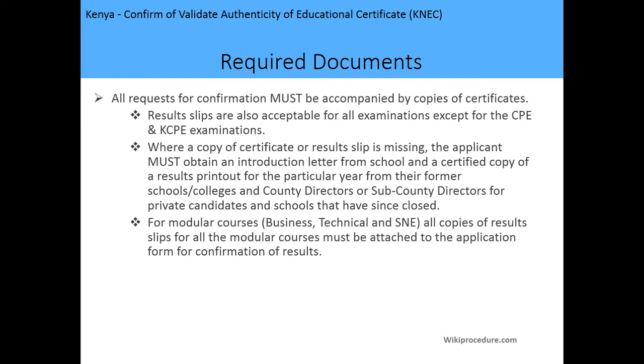All requests for confirmation must be accompanied by copies of certificates. Result slips are also acceptable for all examinations except for the CPE and KCPE examinations. You also need to note that where a copy of the certificate or result slip is missing, the applicant must obtain an introduction letter from the school and a certified copy of a results printout for the particular year from their former schools or colleges, and county directors or sub-county directors for private candidates and schools that have closed since.